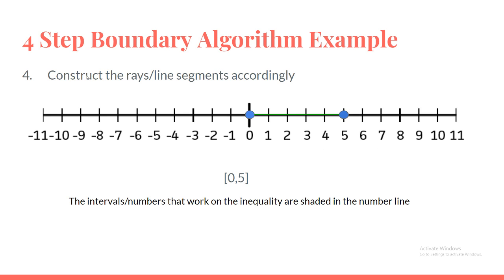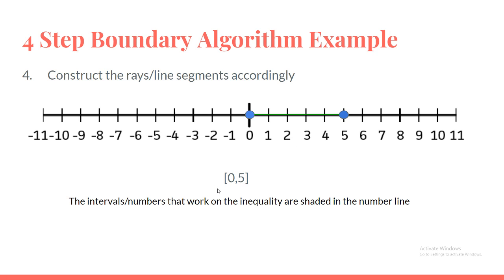So then we can construct the rays and line segments accordingly. So since the interval between 0 and 5 works, as well as 0 and 5 themselves also working for the original inequality, therefore we'll get a line like this, right? We have 0 and 5 both colored in to represent that 0 and 5 themselves work in the solution.